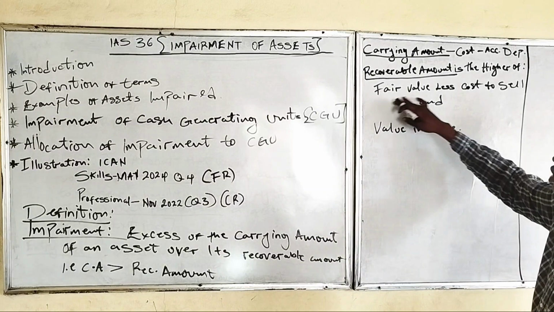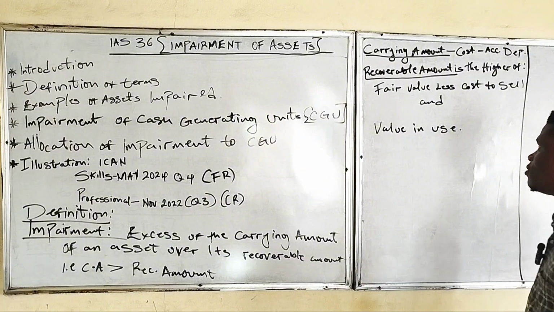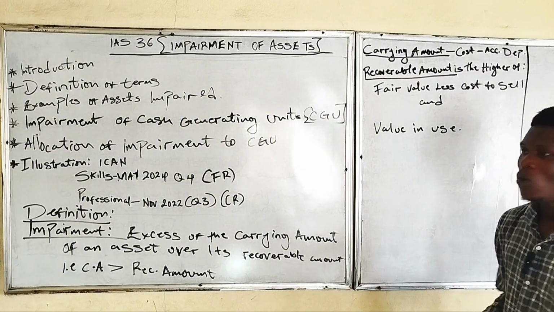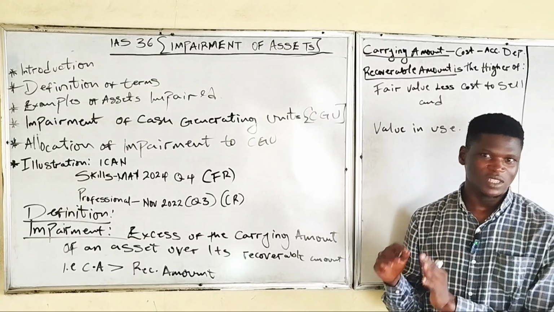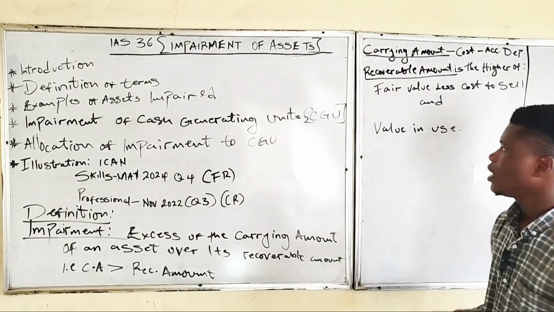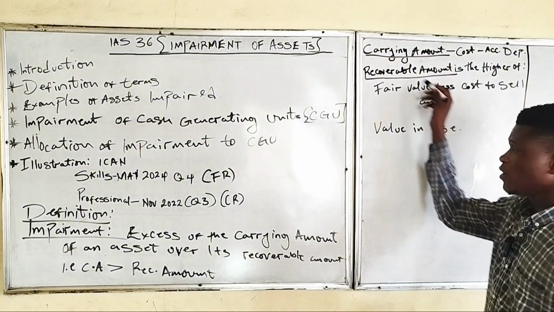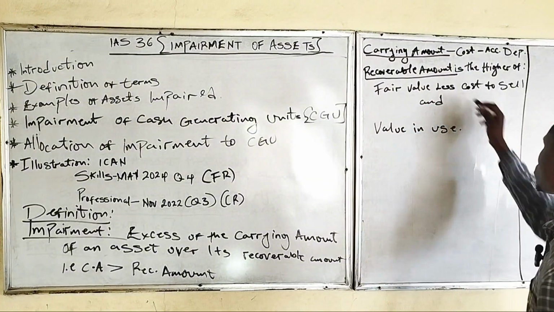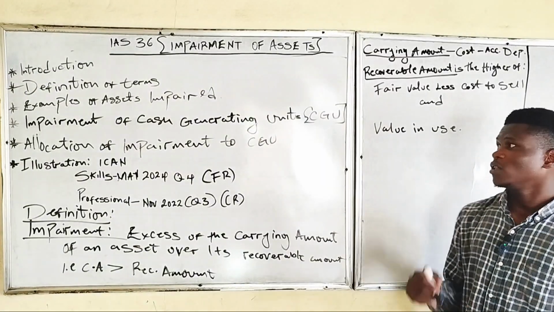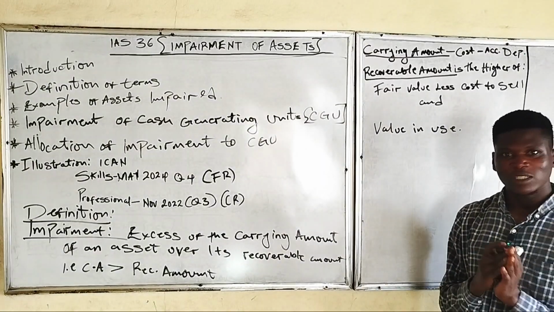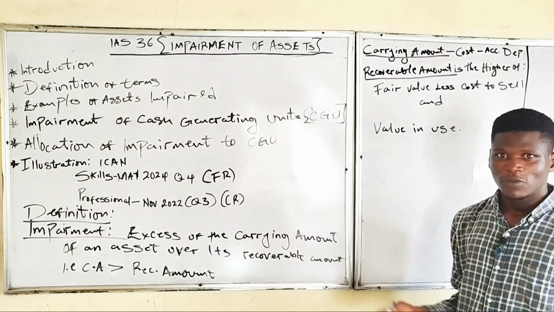So fair value, which we've mentioned under IFRS 13, is the amount that will be received to sell an asset, or the amount that will be paid to transfer a liability in an orderly transaction between market participants at a measurement date. That's according to IFRS 13, which is fair value. Then cost to sell, on the other hand, is the amount that will be paid or incurred to transfer a liability. That's cost of transaction. So the amount which will be incurred to sell an asset or transfer a liability.